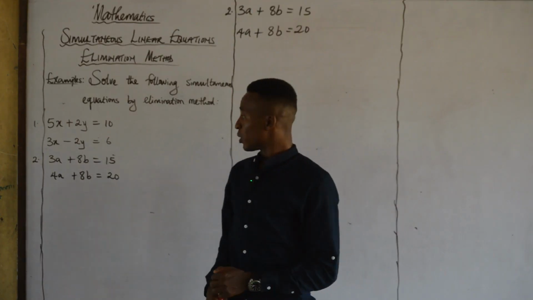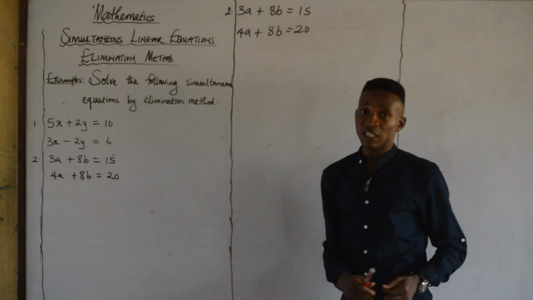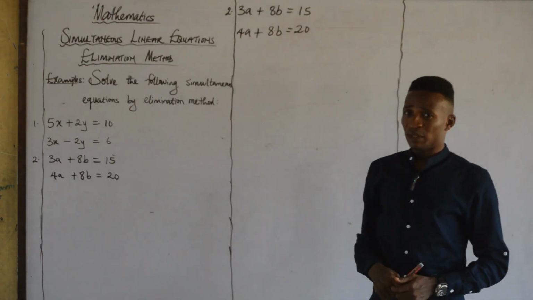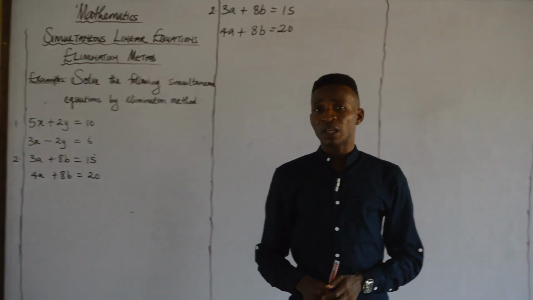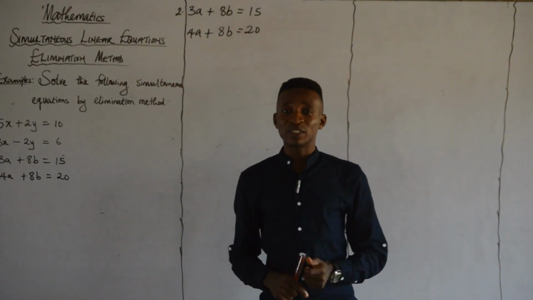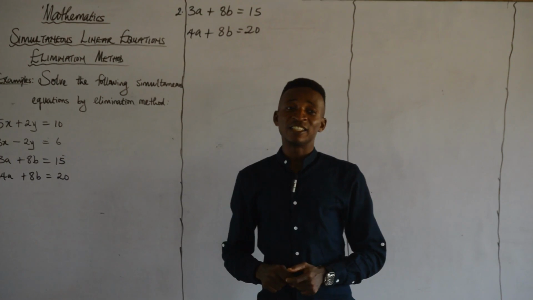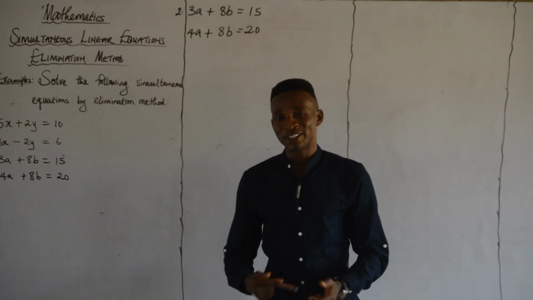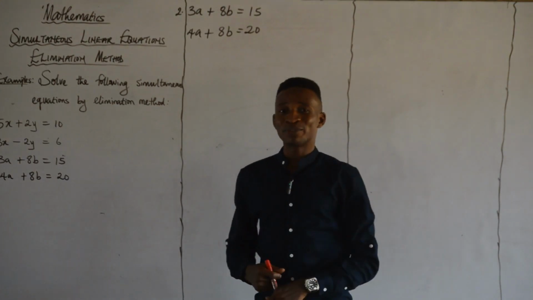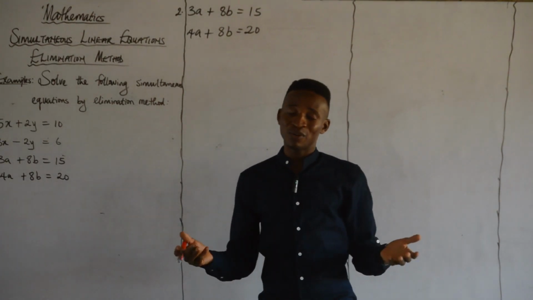Okay, let's take the second question here. For the second question, we have 3a plus 8b equals 15. Then 4a plus 8b equals 20. Now, there's something I want us to do. Because if I had done this for the first question, it would have been too short for us. So let me apologize for going through the longer solution before the shorter one. But it's all for our own good.